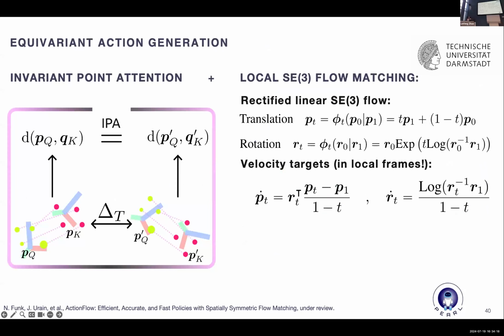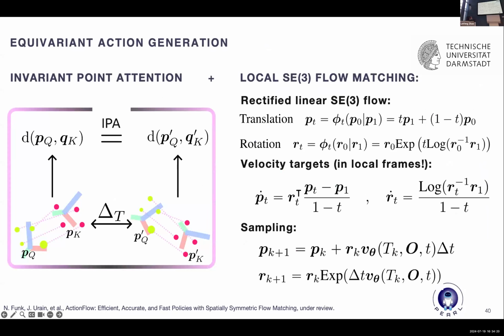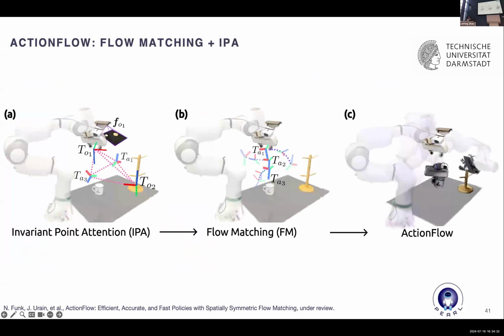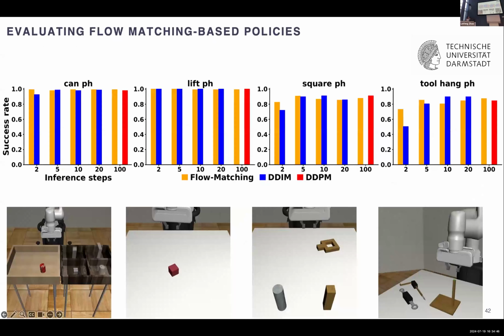Now, I will not go through all the process, but we have shown how, also in this case, you can start with an invariant model, and by trying to compute the next actions of the delta, so the vector field, you end up with a globally equivariant action generation. So this is the process. You have your initialization of your system, you perceive the scene, you assign your poses, you have your invariant point transformer, then you combine it with flow matching in SE3, and you end up with action flow. I will pass through some of the results for the interest of time.